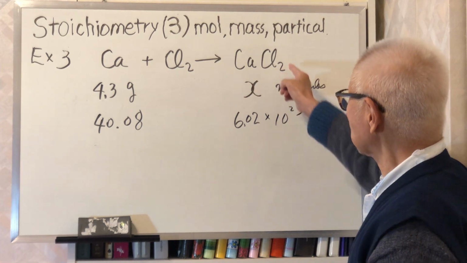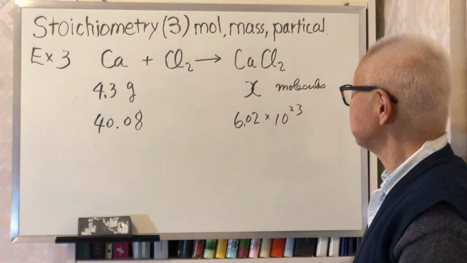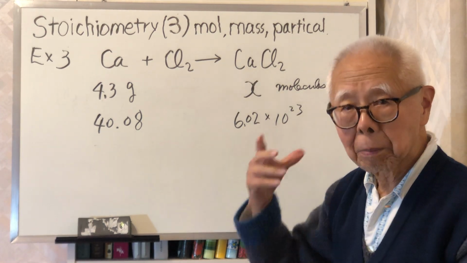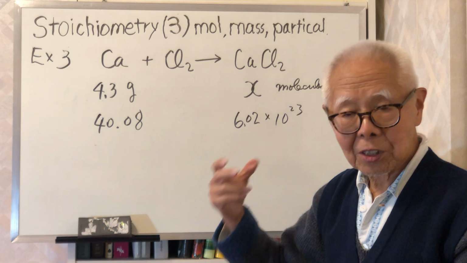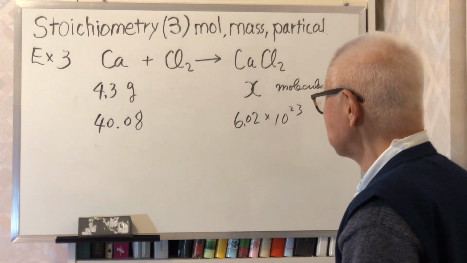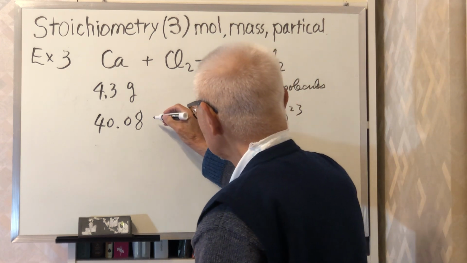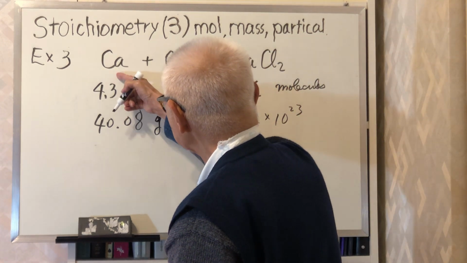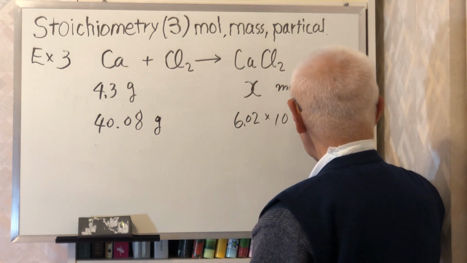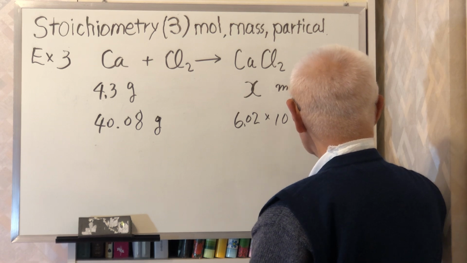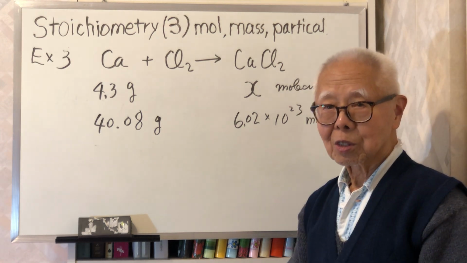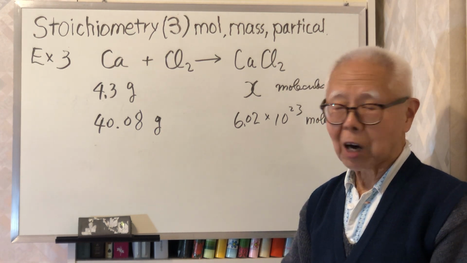So this is a molecule, so we are talking about molecules. And this is 1 mole. 1 mole contains that many particles. In our case, the particle is molecule. So, just like before, this is gram from the formula, calcium, that's atomic mass in gram, and this is Avogadro's number. So I think you are very good at this now.